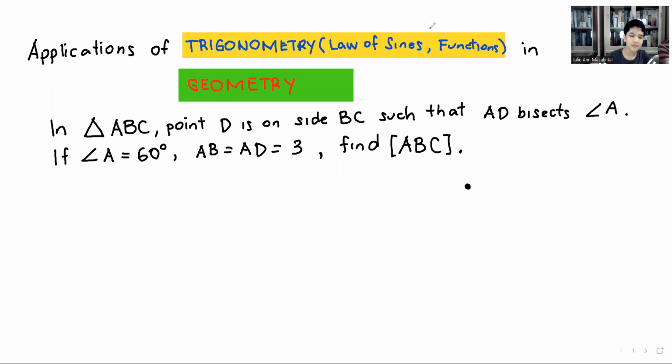Hi Joshua. In this problem, we will see the applications of trigonometry, specifically the law of sines and functions in geometry. So here's the problem, Joshua.